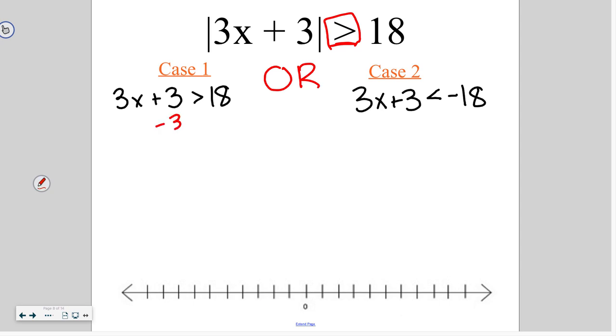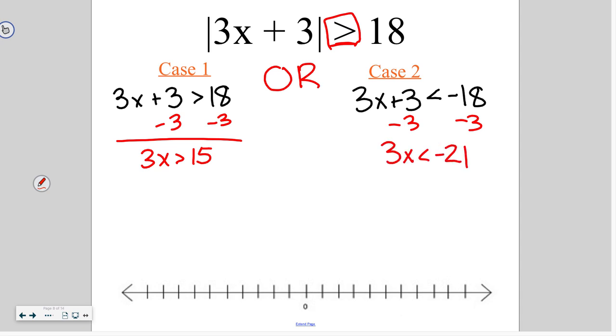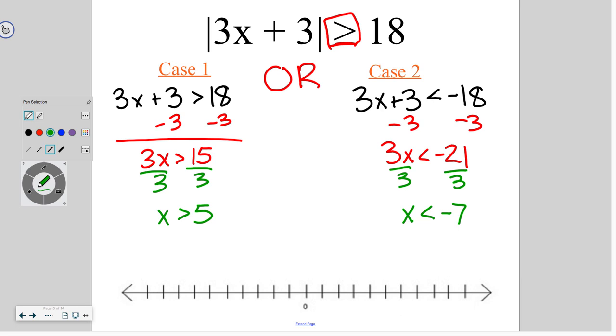To solve both, we're going to subtract 3 from both sides of our inequality, and I end up with 3x is greater than 15, or 3x is less than negative 21. Continuing to solve, I'm dividing by 3 on all of our answers, and I get x is greater than 5, or x is less than negative 7. Again, this is an or statement. So when I come down to my graph, the first one I've got is x is greater than 5.